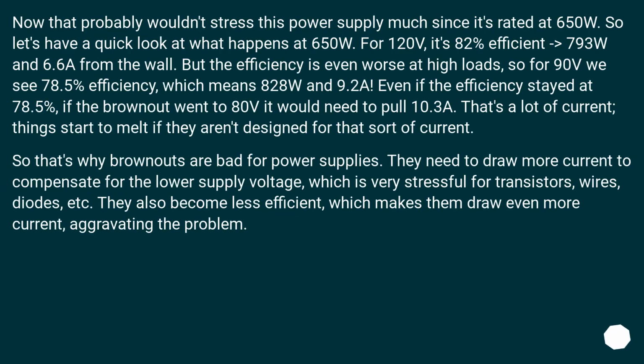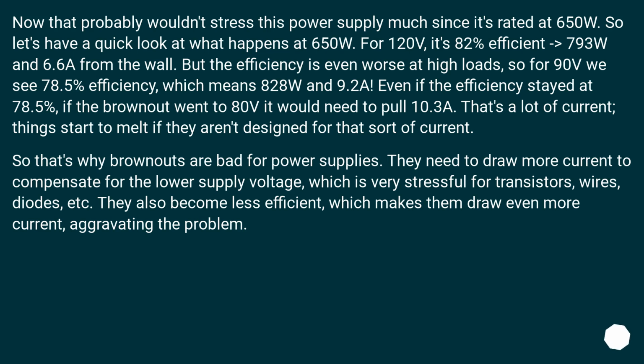Now that probably wouldn't stress this power supply much since it's rated at 650 W. So let's have a quick look at what happens at 650 W. For 120 V, it's 82% efficient and draws 793 W and 6.6A from the wall. But the efficiency is even worse at high loads, so for 90 V we see 78.5% efficiency, which means 828 W and 9.2A. Even if the efficiency stayed at 78.5%, if the brownout went to 80 V it would need to pull 10.3A. That's a lot of current.